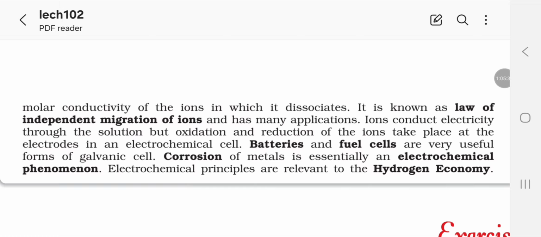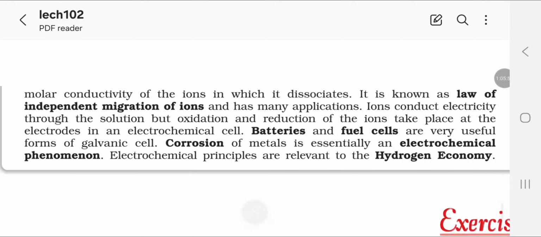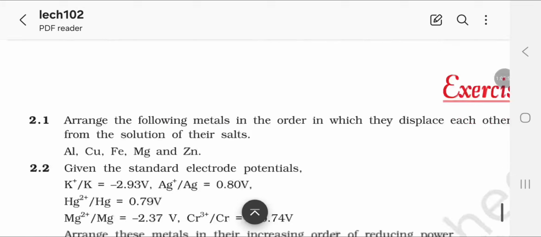Ions conduct electricity through the solution, but oxidation and reduction of the ions take place at electrodes in an electrochemical cell. Batteries and fuel cells are very useful forms of galvanic cell. Corrosion of metal is essentially an electrochemical phenomenon. Electrochemical principles are relevant to the hydrogen economy.